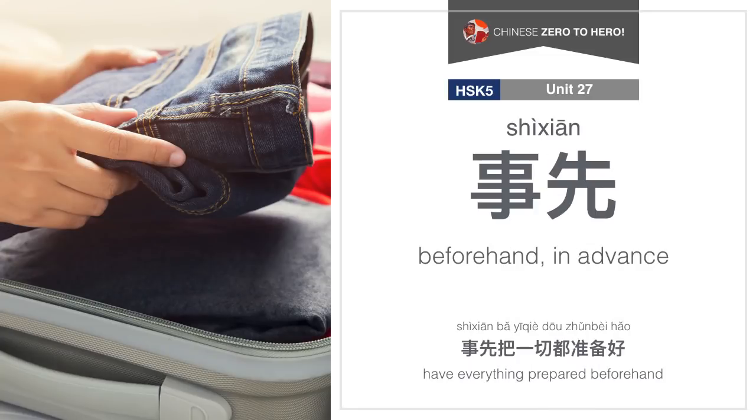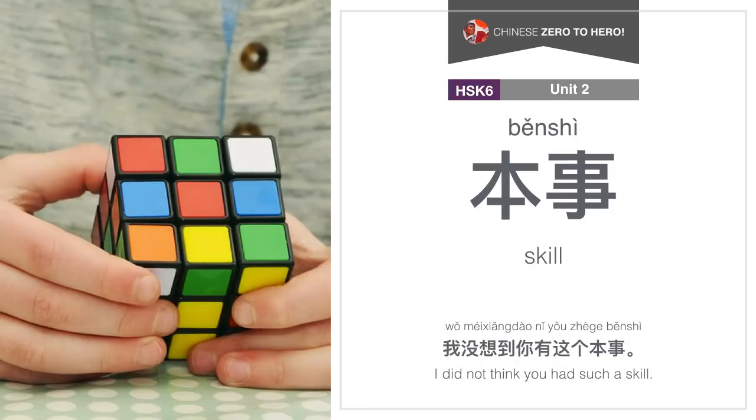And in HSK 5, we also learned the word 事先, meaning beforehand or in advance. 事先把一切都准备好, have everything prepared beforehand. And in HSK 6, we learned the word 本事, meaning a skill. 我没想到你有这个本事. I did not think that you had such a skill.